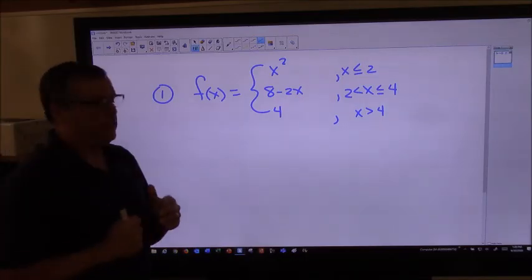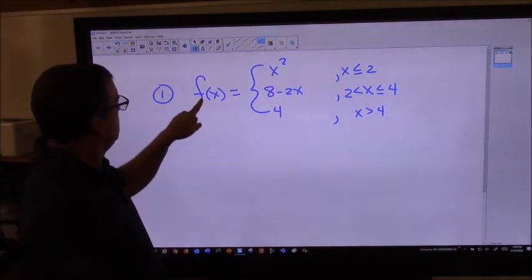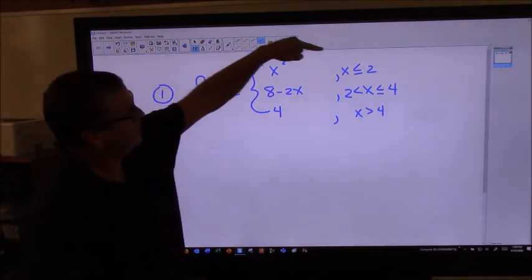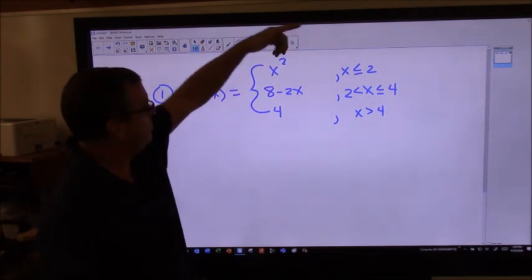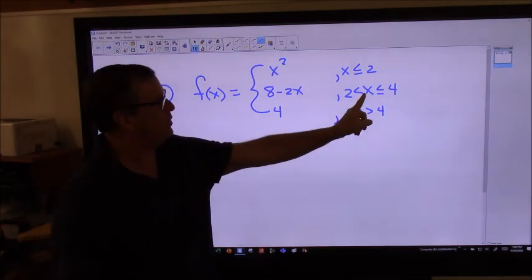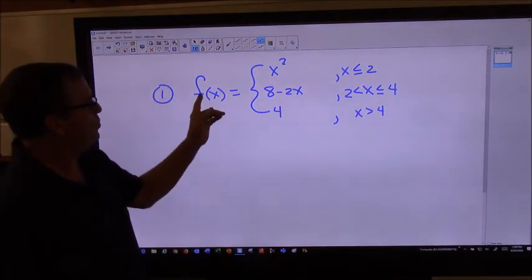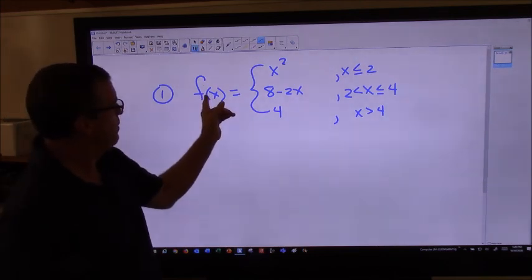All right, so here's a piecewise function, and it's got three pieces to it. F of x equals x squared when your x values are less than or equal to 2. It equals this middle piece, 8 minus 2x, whenever x is between 2 and 4, including 4. And anytime we're larger than 4, f of x just equals 4.